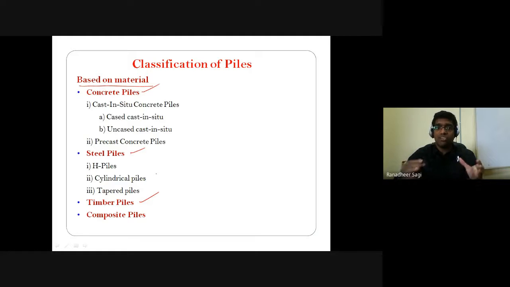If steel material is used, it can have different cross-sectional shapes: H-shaped, cylindrical, or tapered cross-section. Tapered cross-section means the cross-sectional area of the pile changes with depth. Such piles are called tapered piles, where the cross-sectional area of the pile is not constant throughout the depth.